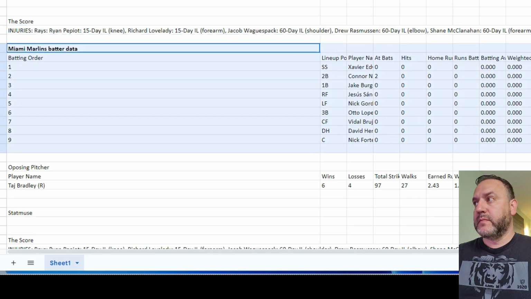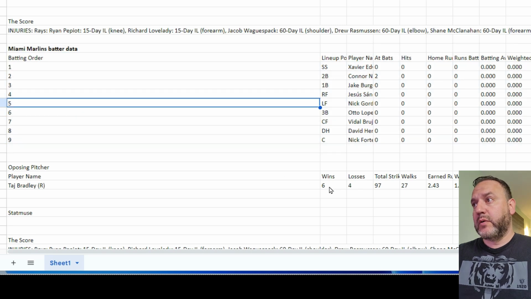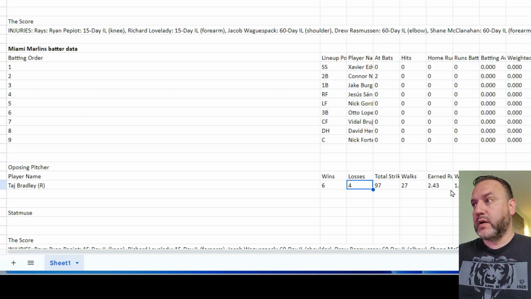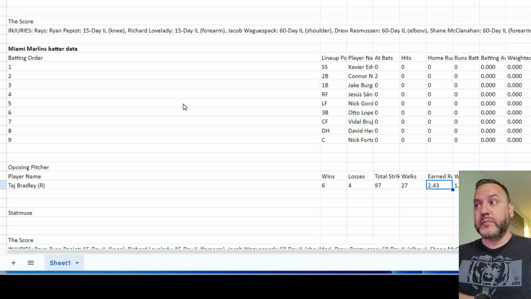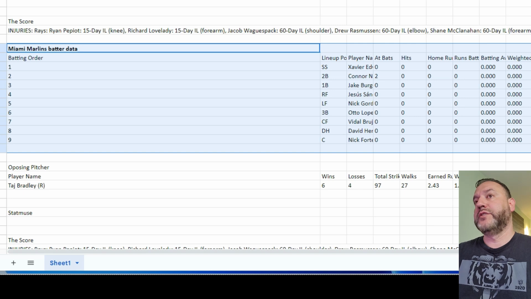Now for the Marlins, again, zero data. Taj Bradley hasn't played against them. However, you see 6 wins, 4 losses, and a 2.4 ERA. So he's a decent pitcher going against this batter, and that might affect the over. Those are just starting points.